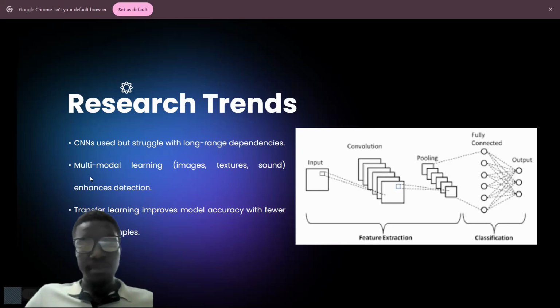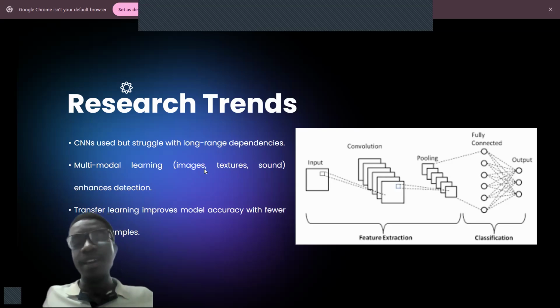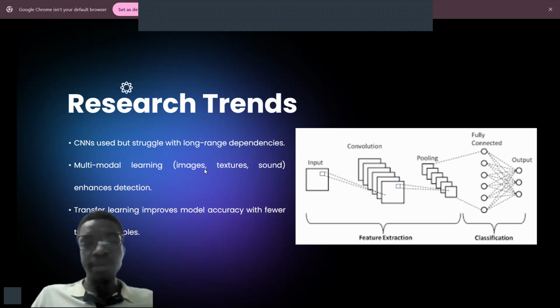Another trend is the multimodal learning models. As the name sounds, multimodal takes in different modalities, for example images, textures, and sound, and these enhance detection. Fake money and real money have differences. The image of the fake money is different from that of the real money, and the texture is also different. The sound, depending on the edges and the printer that was used, is also not the same. It's because of this that we combine all these to come up with a multimodal learning algorithm.